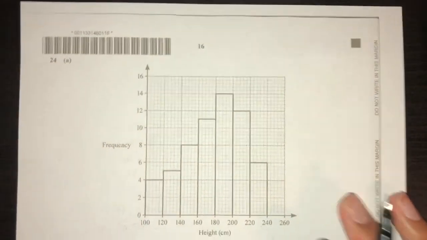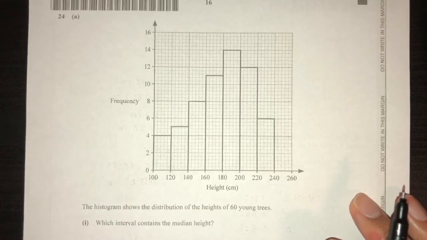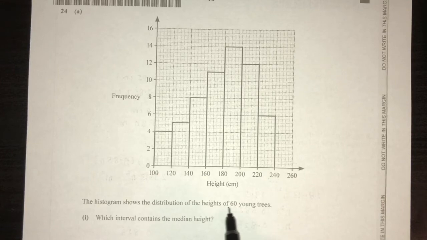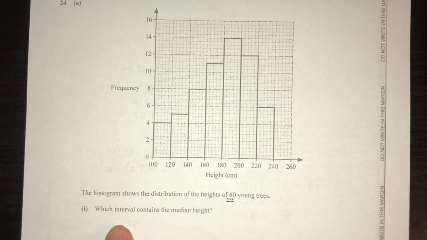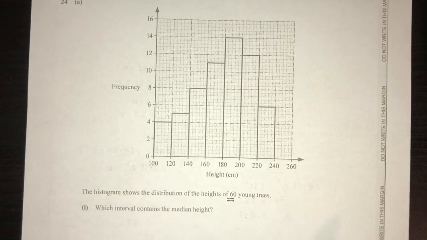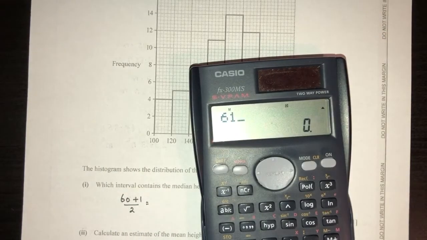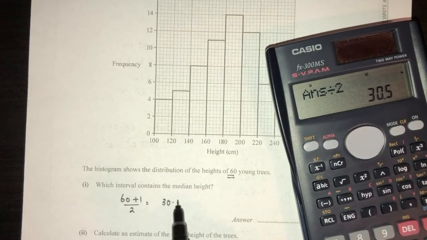Now let's move on to question number 24. Here we have a frequency height graph. The histogram shows the distribution of the heights of 60 people. Sorry, it's young trees, not people. Now which interval contains the median height? Pretty easy. 60 plus 1 divided by 2 will be 30.5, which is between the 30th and 31st values.